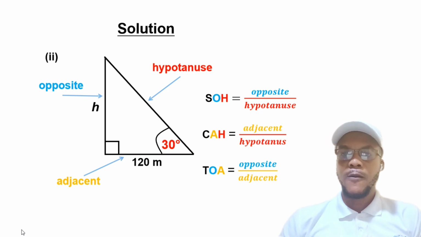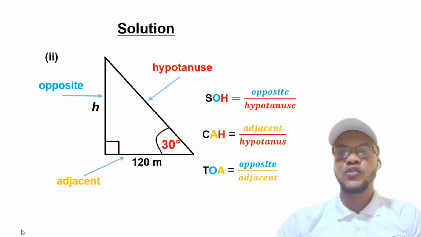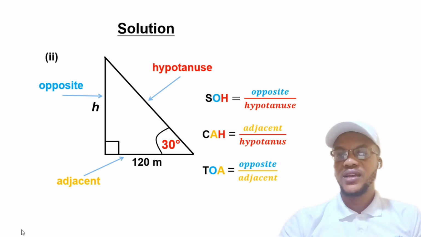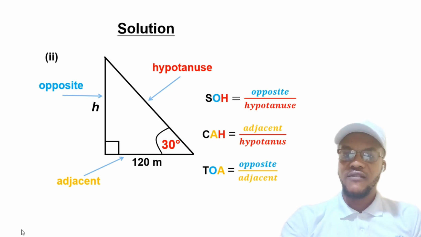All right. Now, the three, we don't know which of them we are going to use. Now, if you look at the first one, that is SOH, you realize that we are supposed to use opposite over what? Hypotenuse. But do we have any figure or anything? No. But we have opposite as what? H. But our interest is not.